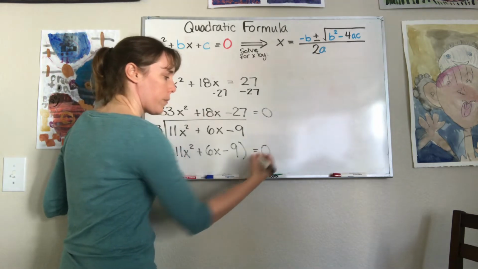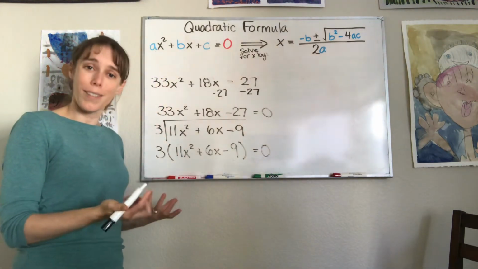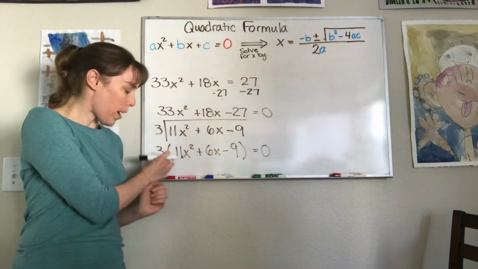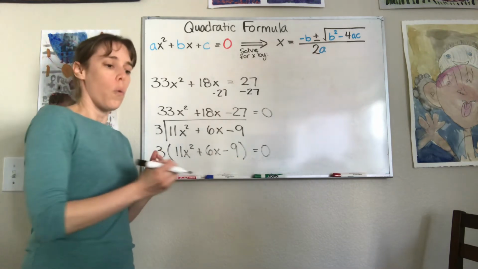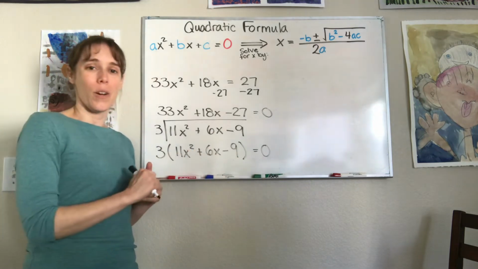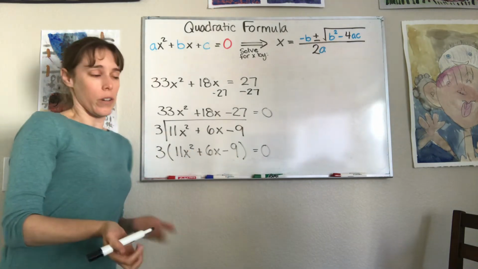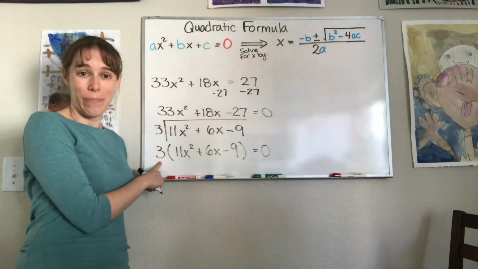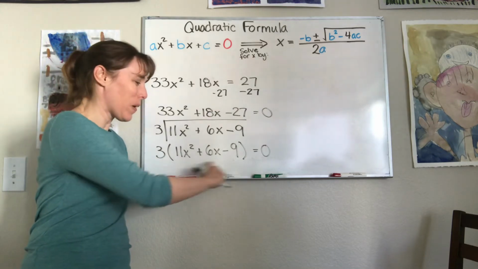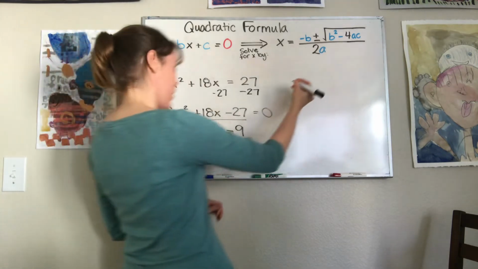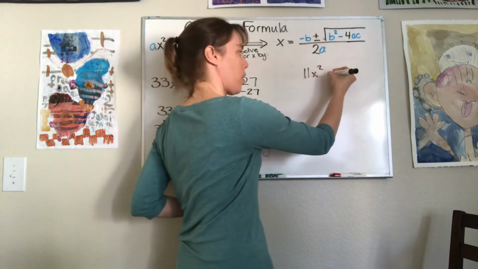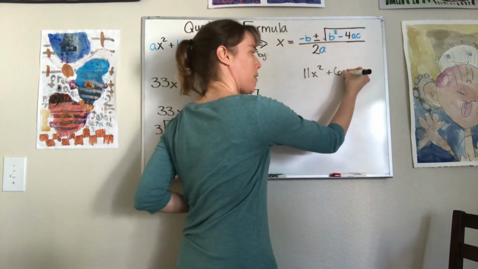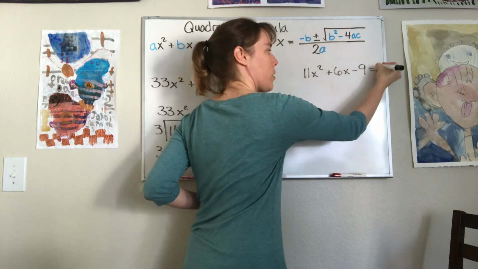and that equals 0. Now you know from the zero product property, if you have two factors, in this case a 3 times a polynomial, and you know that it equals 0, then one of the factors has to equal 0. And it's not the 3. So we're looking at this part equaling 0. So here's our equation, 11x squared plus 6x minus 9 equals 0.